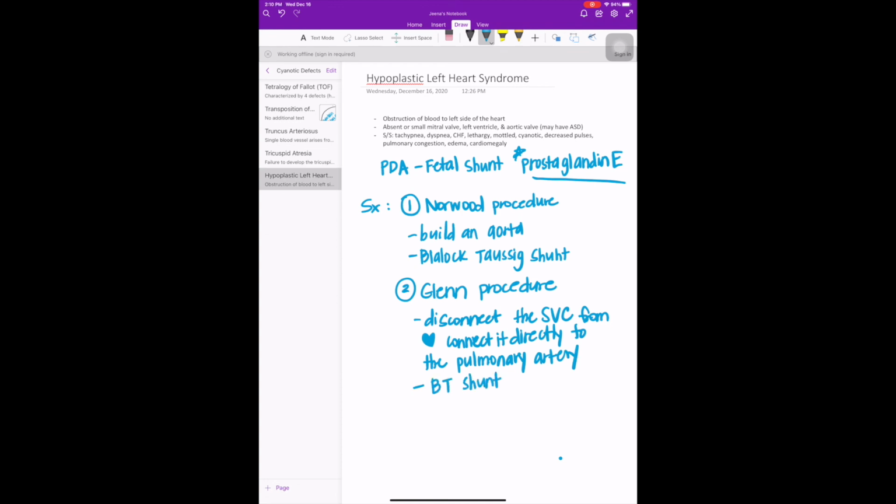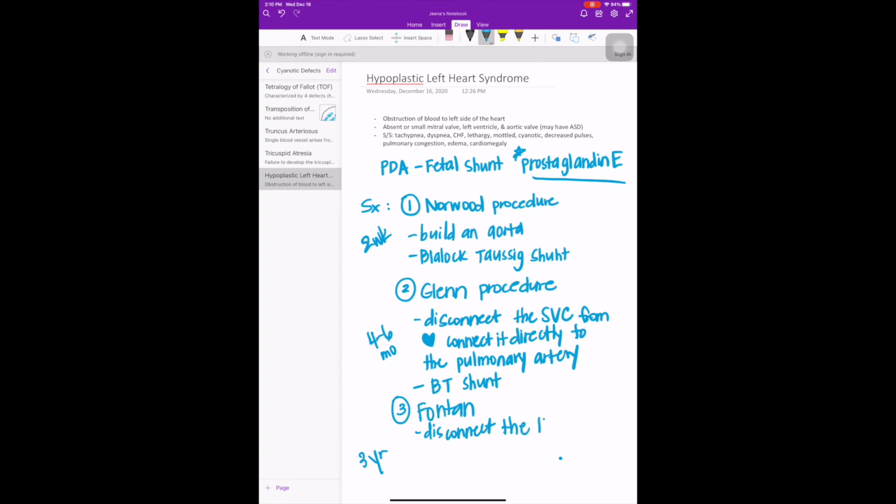They don't need it anymore because now the blood is being sent straight to the pulmonary artery where it can get oxygenated. The last procedure of the three-part process is known as the Fontan procedure. Oh, sorry. The Norwood is around 2 weeks of life. The Glenn is around 4 to 6 months of life. And the Fontan is when they're about 3 years old.